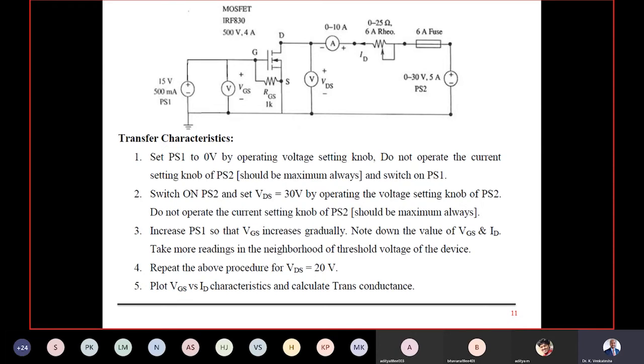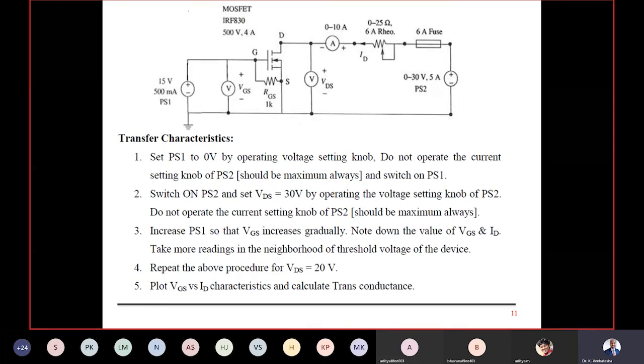Between gate and source the capacitance has to discharge. Once you remove the supply, the discharge path is given by RGS. That element is already in the module, so you need not rig it up. Hardly anything is needed: you take the module, take two regulated power supplies, make the connections, and add one rheostat. Your fuse, MOSFET, and RGS are all part of the module itself. Now, for the regulated power supply, we keep the current knob maximum and the voltage knob minimum always.